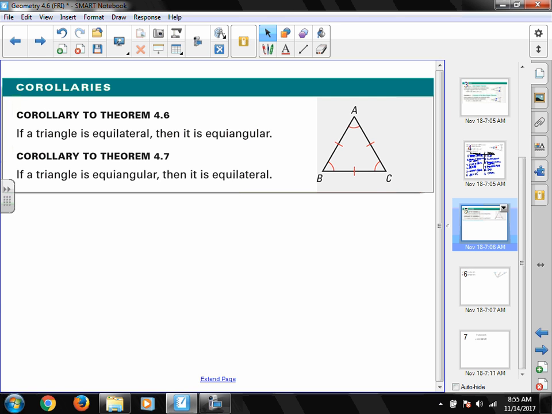We're going to talk about some corollaries. So remember, corollaries are what come right after theorems. So just kind of a little mini thing that we're dealing with. Corollary to Theorem 4.6: If a triangle is equilateral, then it's equiangular. You can look at any two sides, and those base angles would have to be the same. So since I really have 3 equal sides, I've got to have 3 equal angles. Going the other way with that, if I know that all my angles are the same, then the triangle has to be equilateral. Again, just some more helpful information to help us solve some problems.